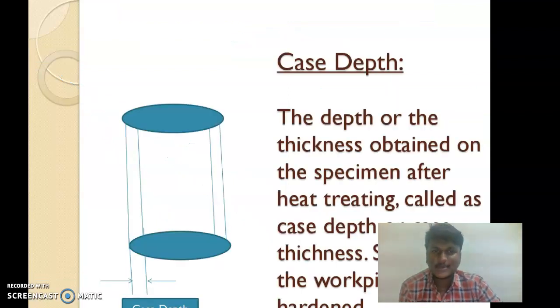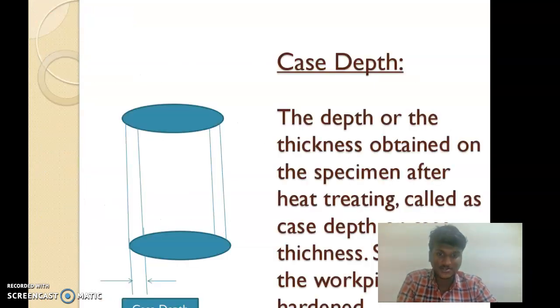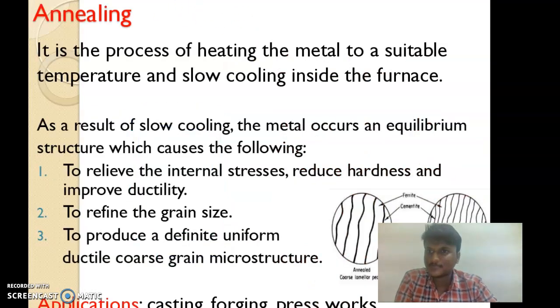And case depth. What is case depth? The depth or the thickness obtained on the specimen after heat treating is called case depth or case thickness. The surface of this workpiece will be hardened. It is the effective portion of the material which will be hardened after the heat treatment process. The entire change in the structure and properties can be effectively seen in this region only, and this region is called case depth.